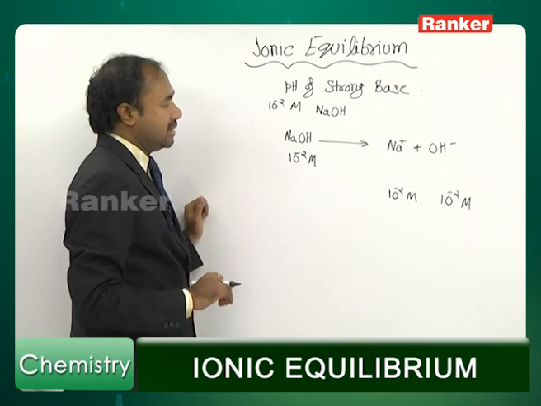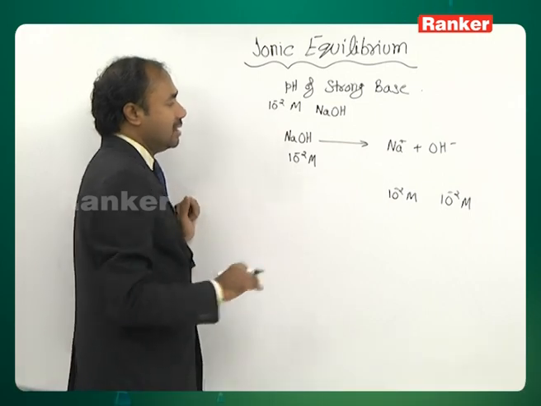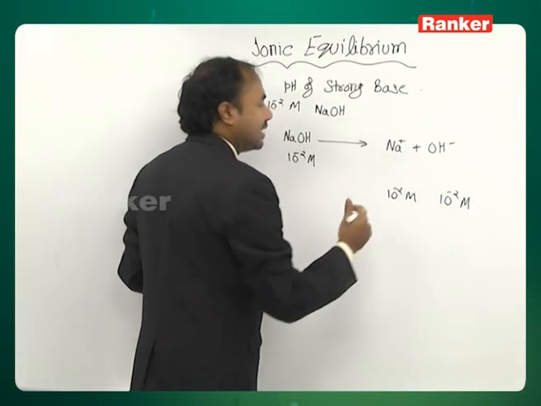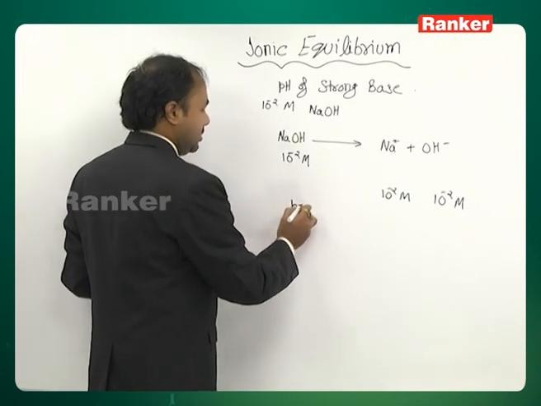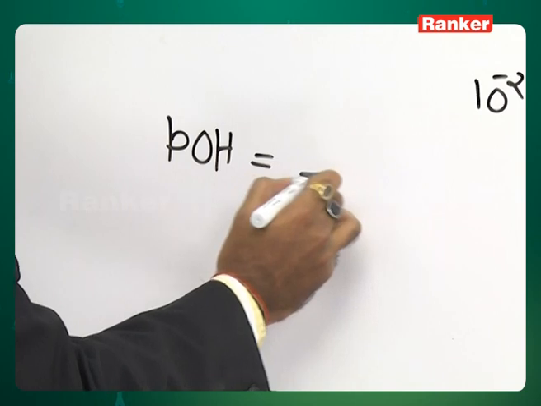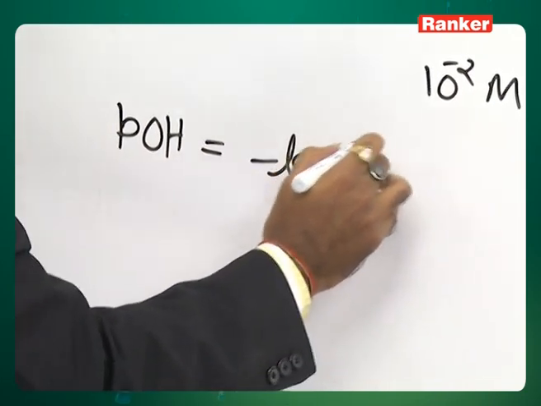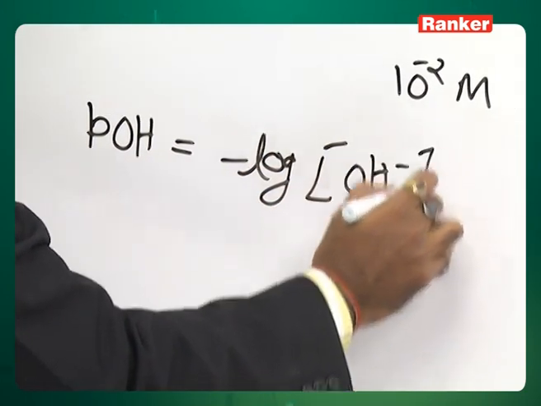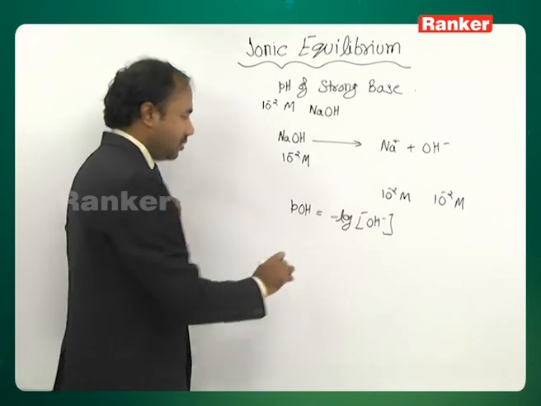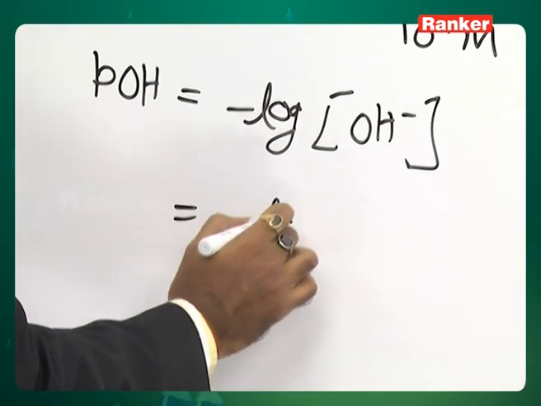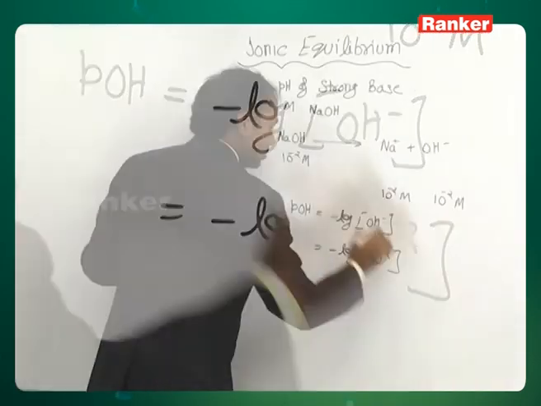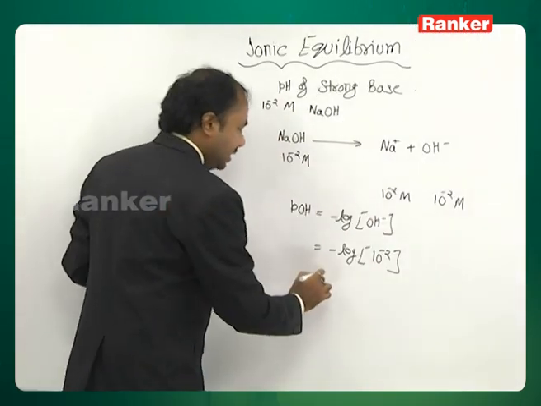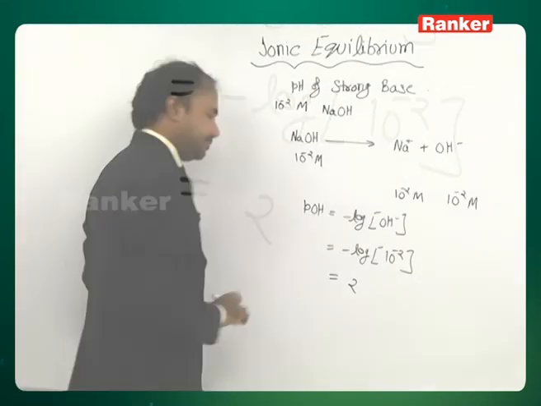Two things we can do here. One thing is, instead of pH we directly calculate pOH, and pOH in a similar manner is given as equal to minus log of OH minus ion concentration. Now this will be equal to minus log of 10 to power minus 2, means pOH here comes out to be 2.